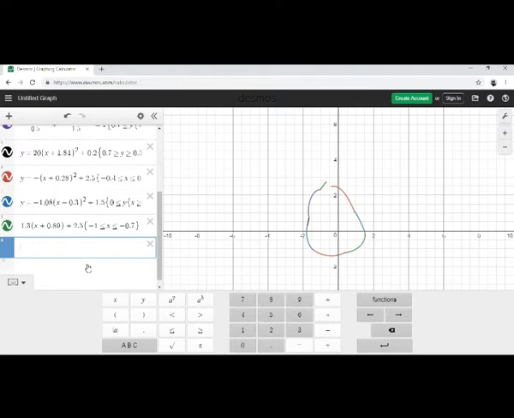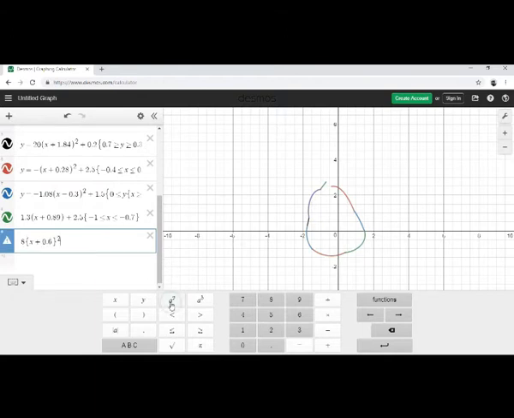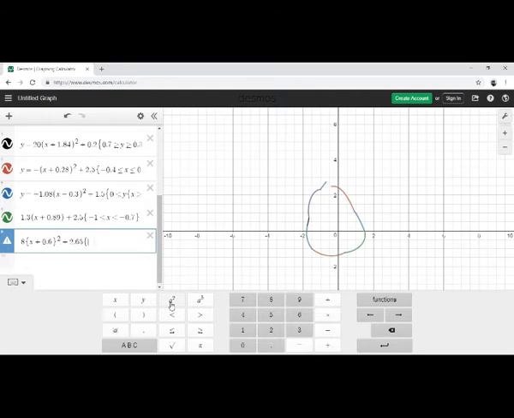8 times (x + 0.6)² + 2.65, with −0.7 ≤ x ≤ −0.5.